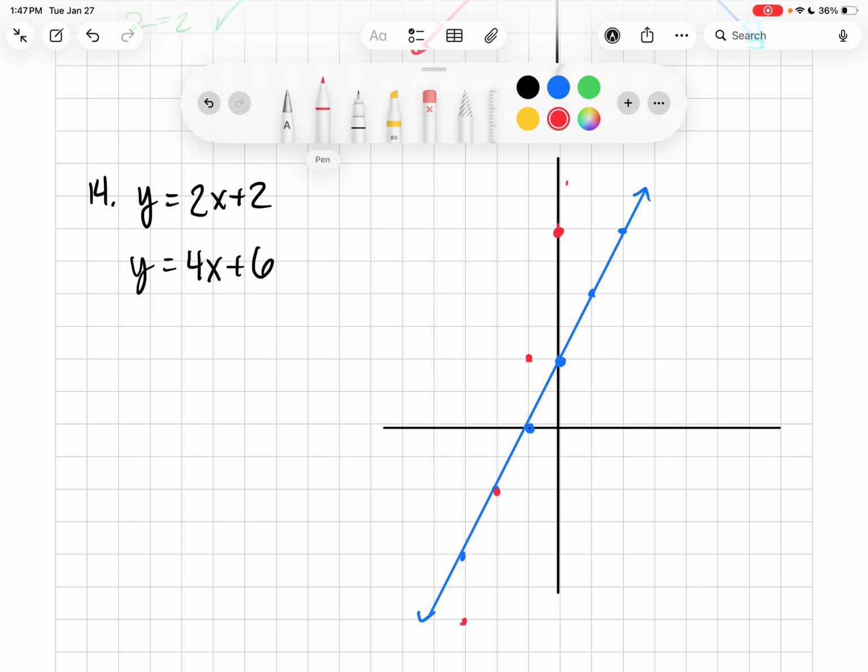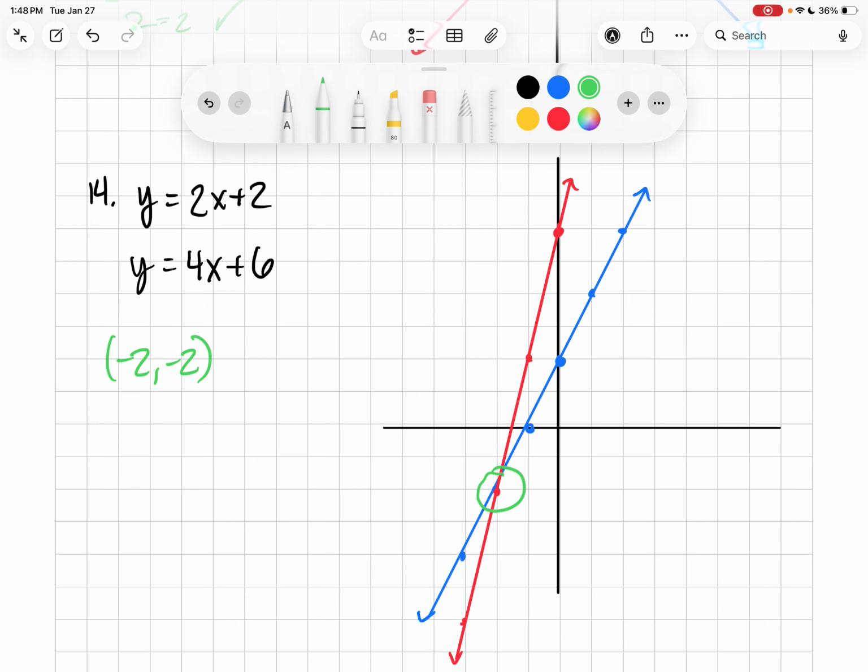Let's see if I can actually get this connected. So this point right here where it appears that they intersect is what? -2, -2.